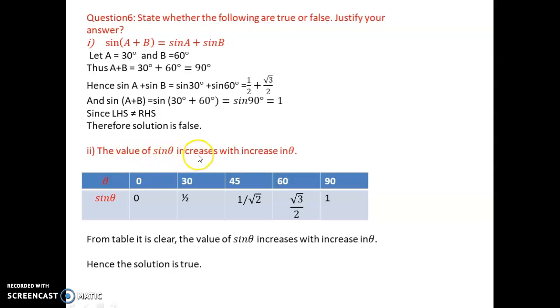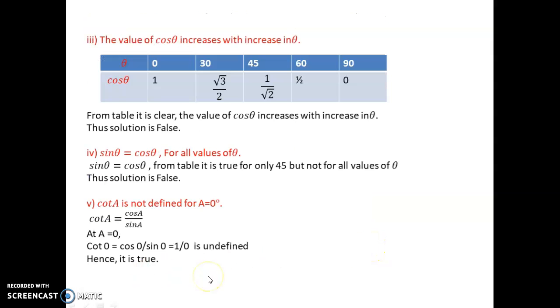The value of sine theta increases with increase in theta. We just take the column of sine theta from our trigonometric table. We can see the value of sine theta increases from 0 to 1 by 2 to 1 by root 2 to root 3 by 2 to 1. So the value of sine theta increases with the value of theta. Hence our statement is true.